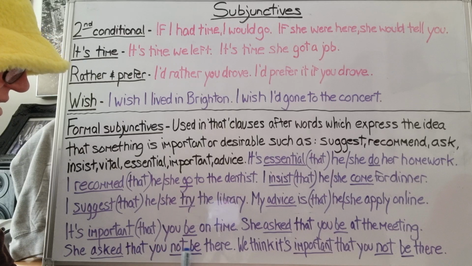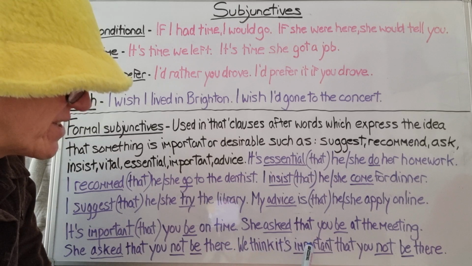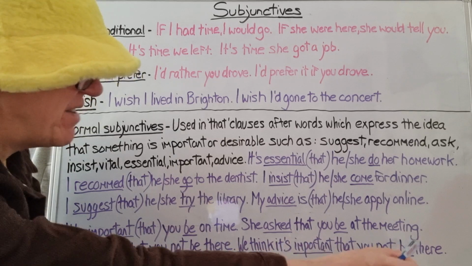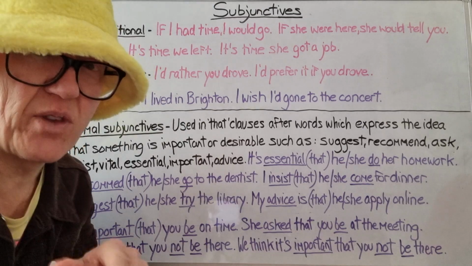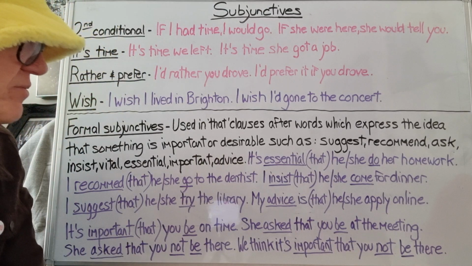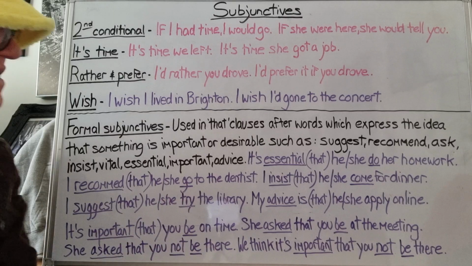Not be. Not be. It sounds strange, I know. We think it's important that you not be there. We think it's important that you don't be there. Oh, that's wrong. Okay? So there you go. Some examples of subjunctives.